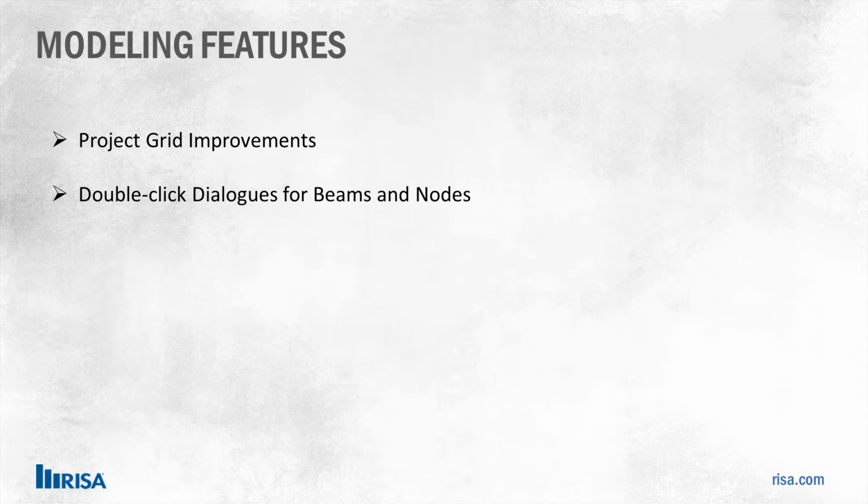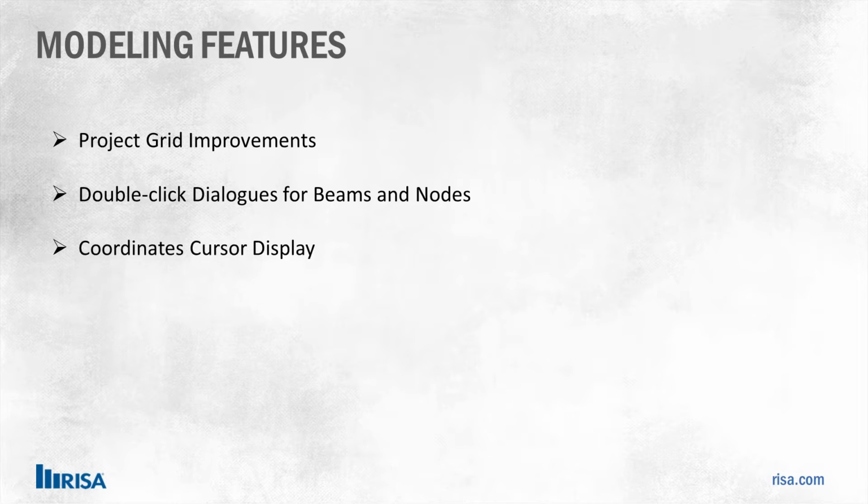The next thing added is double-click dialogs for beams and nodes. This is something that's been in RISA 3D for a very long time, and it's a way to modify and work with your model within RISA 3D. And what we've done is we've added that directly into RISAFloor. So if your beams or your nodes are in the wrong location or any of their information you want to change, we'll be able to do that quickly using this double-click dialog. So if you're familiar with RISA 3D, you'll be very familiar with what that behavior is over in RISAFloor.